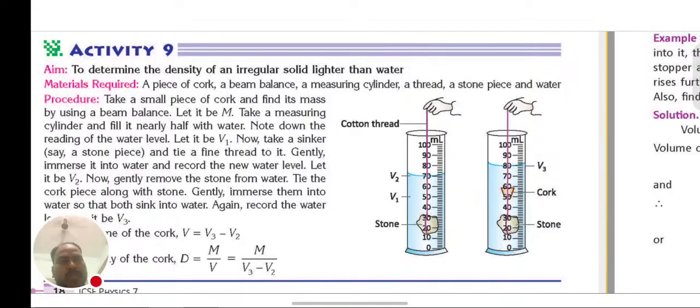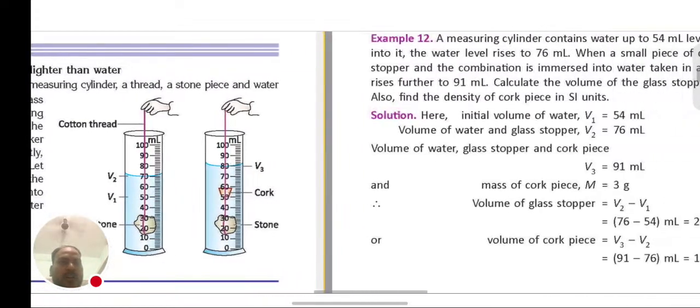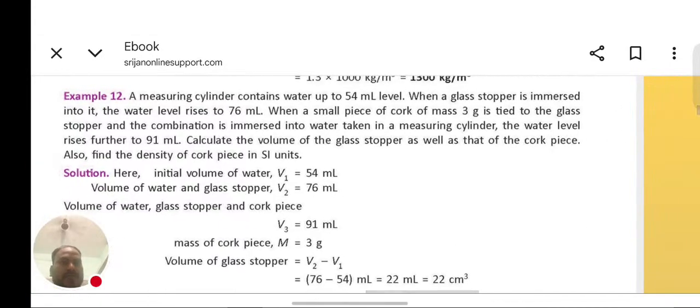So when we immerse a stone with the help of a thread, as well as the cork, inside the measuring cylinder, the water level increases again, and that is the final volume, V3. So to find the volume, we have to do V3 minus V2, and whatever mass is given for the substance, we divide it by the volume, and then we will get the density of the irregular shape solid.